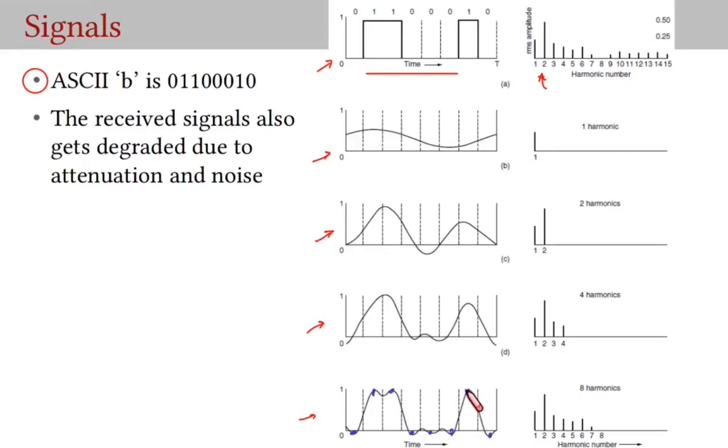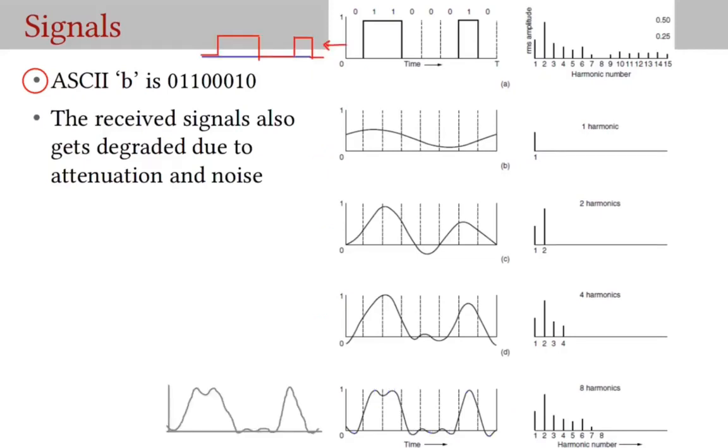And therefore, although in the Fourier spectrum we have infinite frequencies, in practice only a finite number of harmonics suffice to recover the sent data. In addition to getting distorted, the received signals also get degraded due to attenuation and noise. Every link dissipates energy. This results in attenuation of signal amplitude, like the amplitude of 1 getting decreased and decreased as the signal goes farther and farther on the link, to the point where 1 is not distinguishable from 0, and this limits the range of a link.